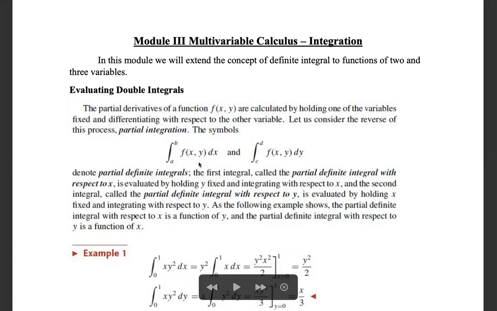So the first integral, from a to b f of x, y dx, means integrating the two variable function f of x, y with respect to x, treating y as a constant function, and is called the partial definite integral with respect to x. Similarly, integral from c to d f of x, y dy means integrating the function f of x, y with respect to y, treating x as a constant function.